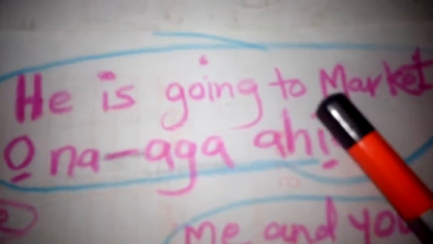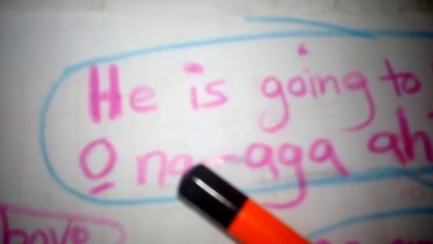It's very important. Like the example here: he is going to market. Ọ na-aga ahịa. You see, I didn't drop the a. Why? Because na here is not a preposition. This is a verb. Going, aga, is a verb. He is going to market. In this sentence, na-aga, going, is a verb here.